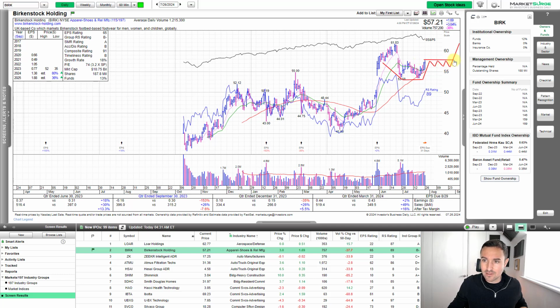So something like this. So again, the whole point of screening is very rarely will you screen and you'll be like, wow, there's just a perfect setup right there. It's about having that watch list that you're watching stocks to move into position as per your criteria.